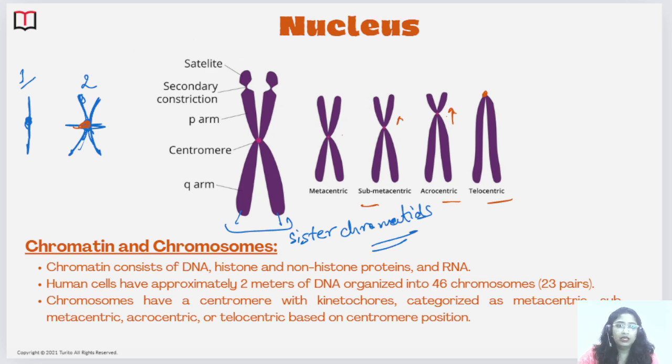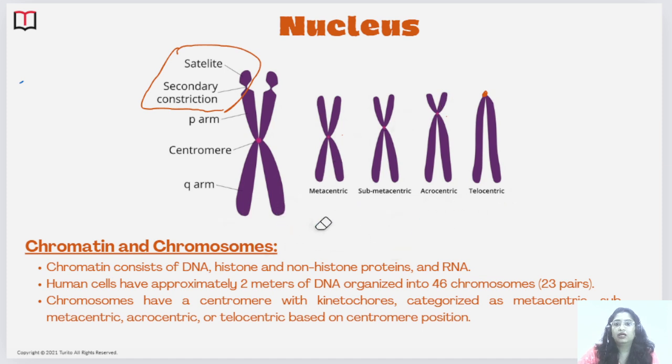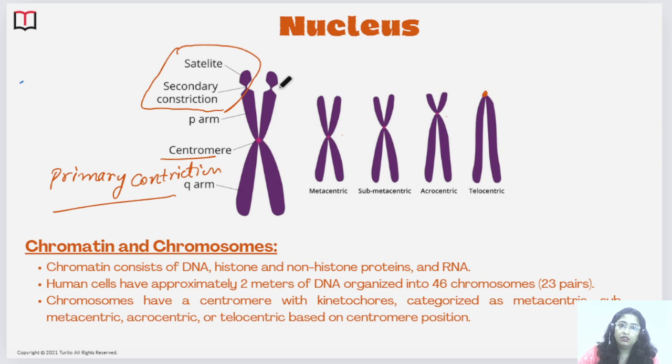Now here you can see there are two terms called satellite and secondary constriction. What do these terms mean basically? So let's see this. This centromere region where these chromatids are joining is called the primary constriction region. Clear? Now in some of the chromosomes, like we have 23 pairs, in 13, 14, 15, during the formation of these chromosomes, the chromosome gets narrower, and a constriction site also happens. This site is called the secondary constriction site.